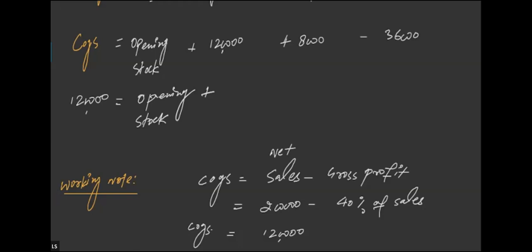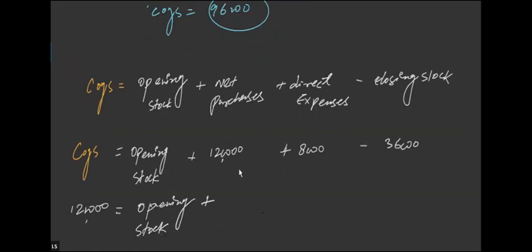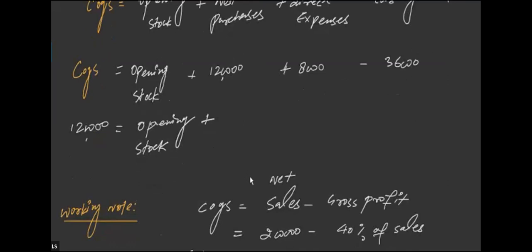This is how we will solve this question. Firstly, we will apply this formula: cost of goods sold equals opening stock plus net purchases plus direct expenses minus closing stock. And then we will put all the values that are already given in the question. So COGS equals opening stock plus net purchase, which is 1,20,000, then direct expenses 8,000, and minus the closing stock. Okay, then, since the COGS is missing, you won't be able to calculate the opening stock unless you find out the COGS.